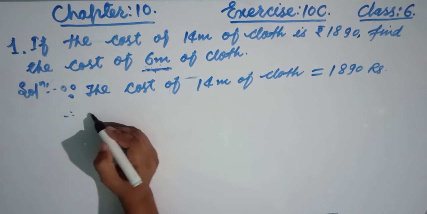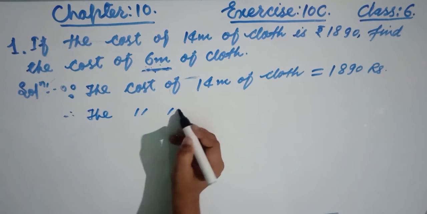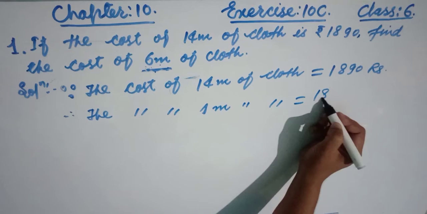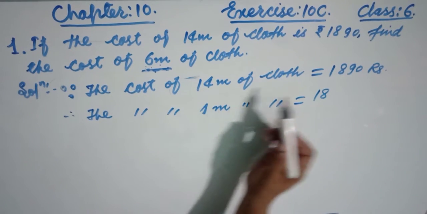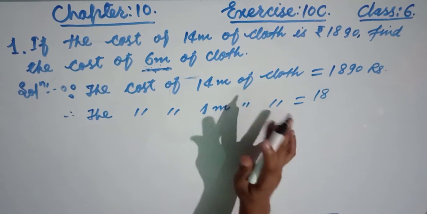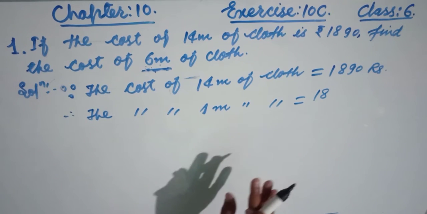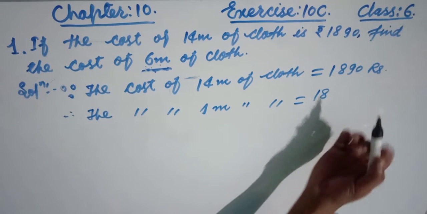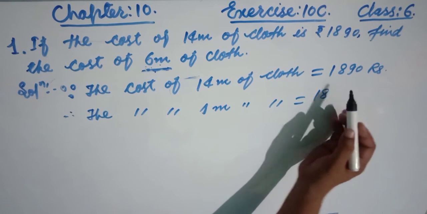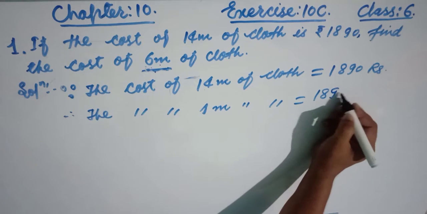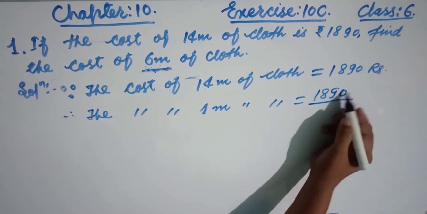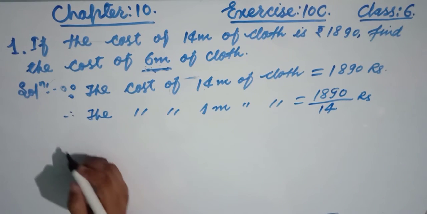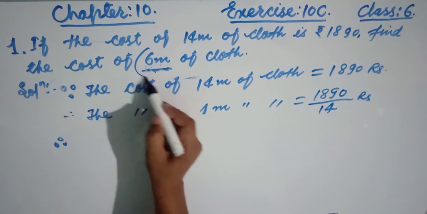Now therefore the cost of 1 meter of cloth. Remember friends, 14 meter of cloth costs this much, so the rate of 1 meter of cloth will be less, right. That means we need to find the less, and less means friends we have to divide. So that means this amount is divided by this number, so this is why we divide this by 14, okay. So this is rupees. Now we have to find the number of required 6 meter, okay.